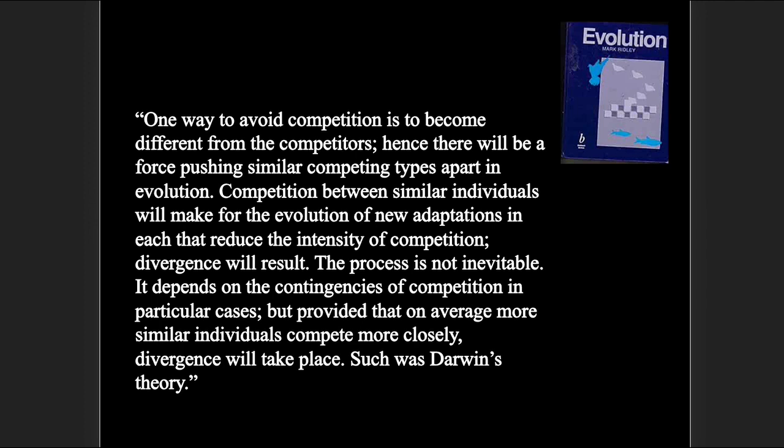Competition between similar individuals will make for the evolution of new adaptations in each that reduce the intensity of competition. Divergence will result. The process is not inevitable. It depends on the contingencies of competition in particular cases. But provided that on average, more similar individuals compete more closely, divergence will take place. Such was Darwin's theory.